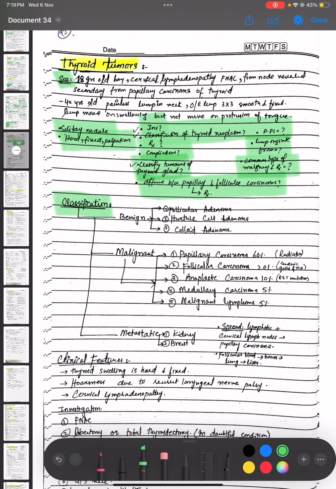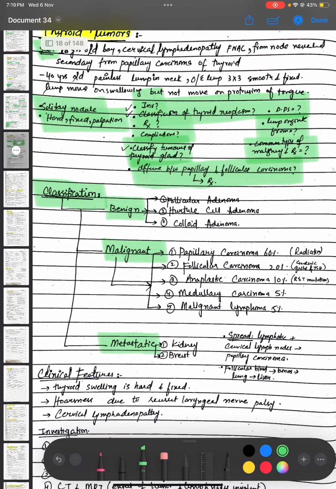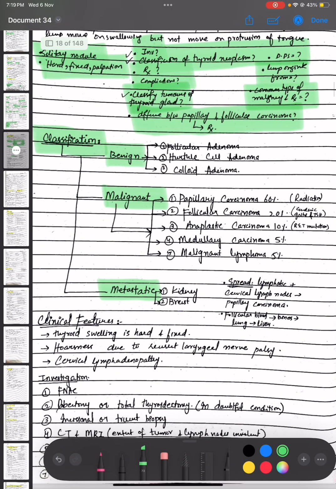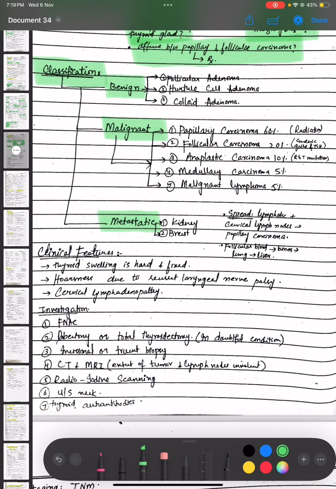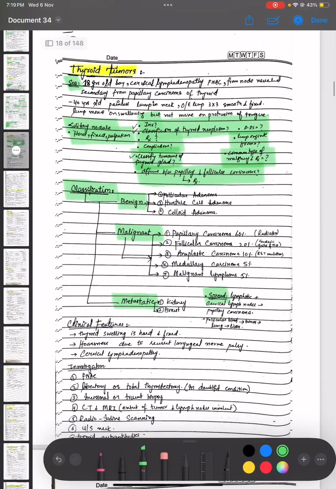Now coming towards the classification of thyroid tumors, there are benign thyroid tumors, malignant thyroid tumors, and metastatic thyroid tumors. In benign, we have follicular adenoma, Hurthle cell adenoma, and colloid adenoma. In malignant, we have papillary carcinoma 60%, follicular carcinoma 20%, anaplastic carcinoma 10%, medullary carcinoma 5%, and malignant lymphoma 5%. In metastatic, we have kidney and breast. The spread is through lymphatics to cervical lymph nodes in papillary carcinoma, and through blood in follicular carcinoma to the bones, then lung, and then liver. This is the spread of thyroid tumor.